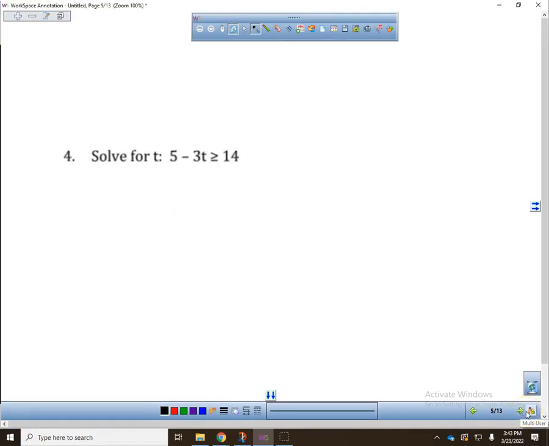So again, we have an inequality here. So again, we're going to follow the same rules as when we're solving equations, with that one additional rule of when we multiply or divide both sides by a negative, we must flip our inequality sign. So as usual, I'm going to start with my addition or subtraction first.